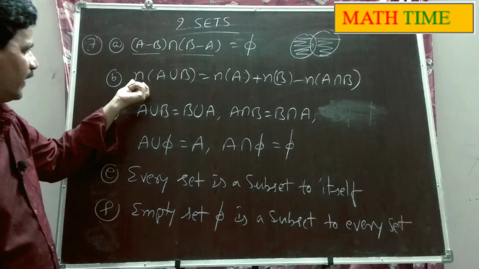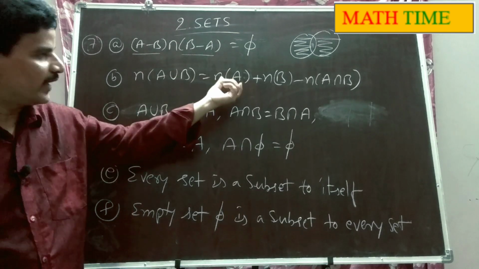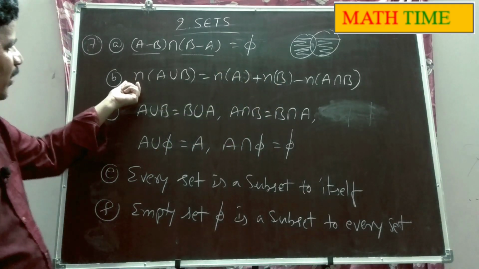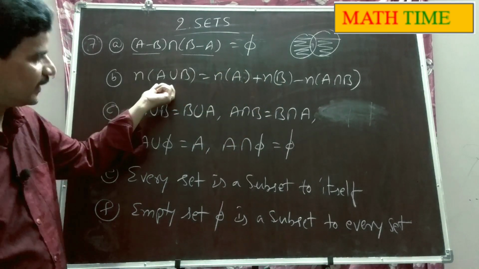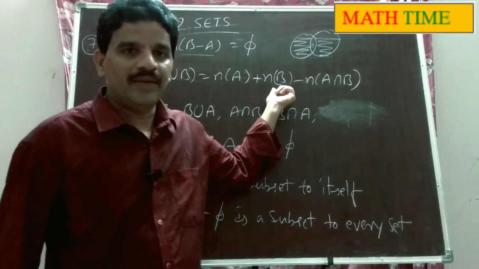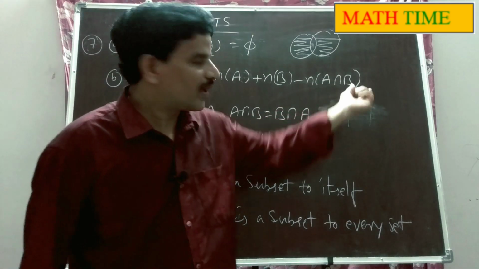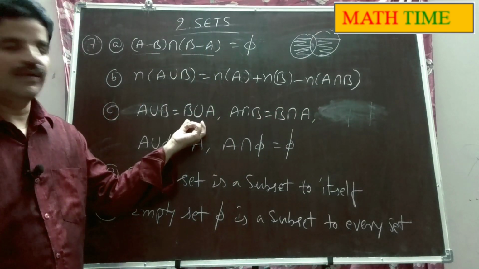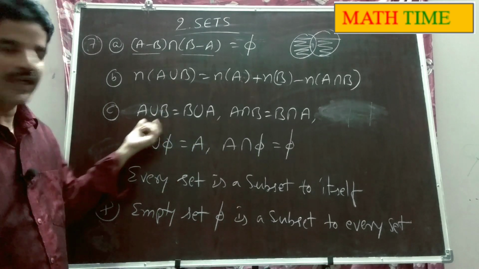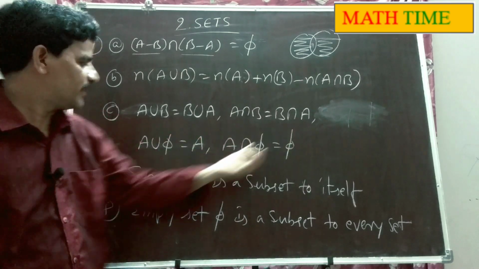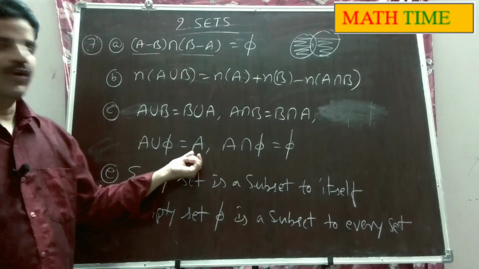Next, n of A union B equal to n of A plus n of B minus n of A intersection B. Means the number of elements of A union B is equal to the number of elements of A plus the number of elements of B minus the number of elements of A intersection B. A union B equal to B union A. A intersection B equal to B intersection A. A union phi equal to A.